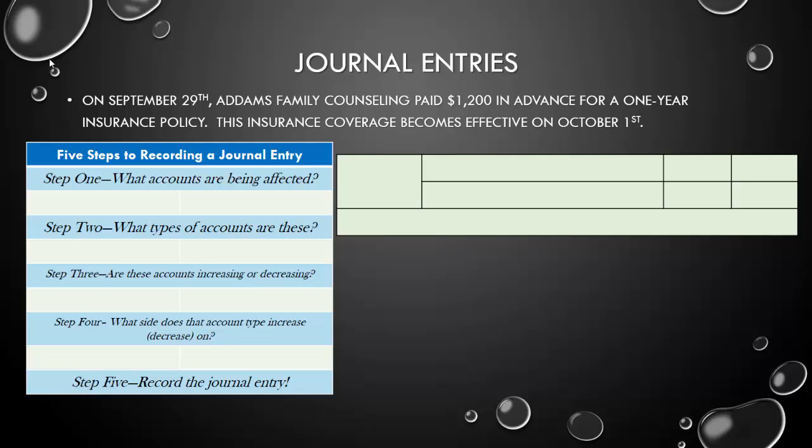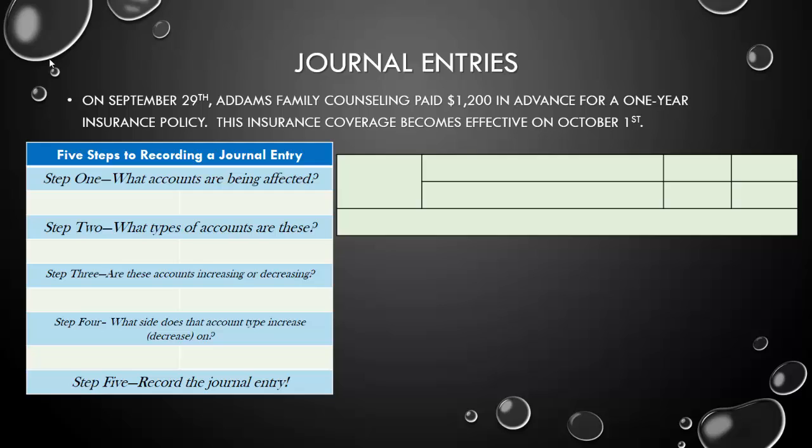On the 29th, Adams Family Counseling paid $1,200 in advance for a 1-year insurance policy. This is not uncommon. Typically, companies will give you a discount if you prepay a long period in advance. I once kept books for a not-for-profit where they paid their rent 6 months at a time, because if they did so, the landlord charged them 10% less per month for prepaying for their rent. So that's what Adams Family Counseling is doing here.